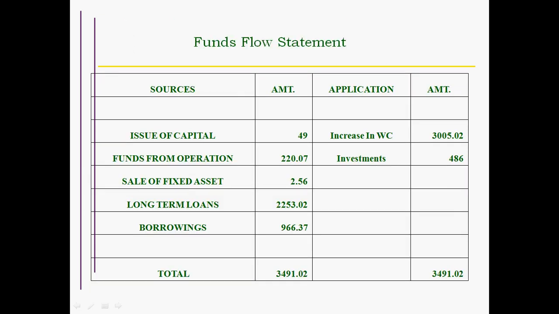Now these are transferred into the fund flow statement. You can see issue of capital and so on on the side of the sources, as well as fund from operations, sales of fixed assets, long-term borrowings, loans, and on the other side the applications are increase in working capital and investment, and both sides should be equal. And you can even judge the increase in working capital through the fund flow statement.